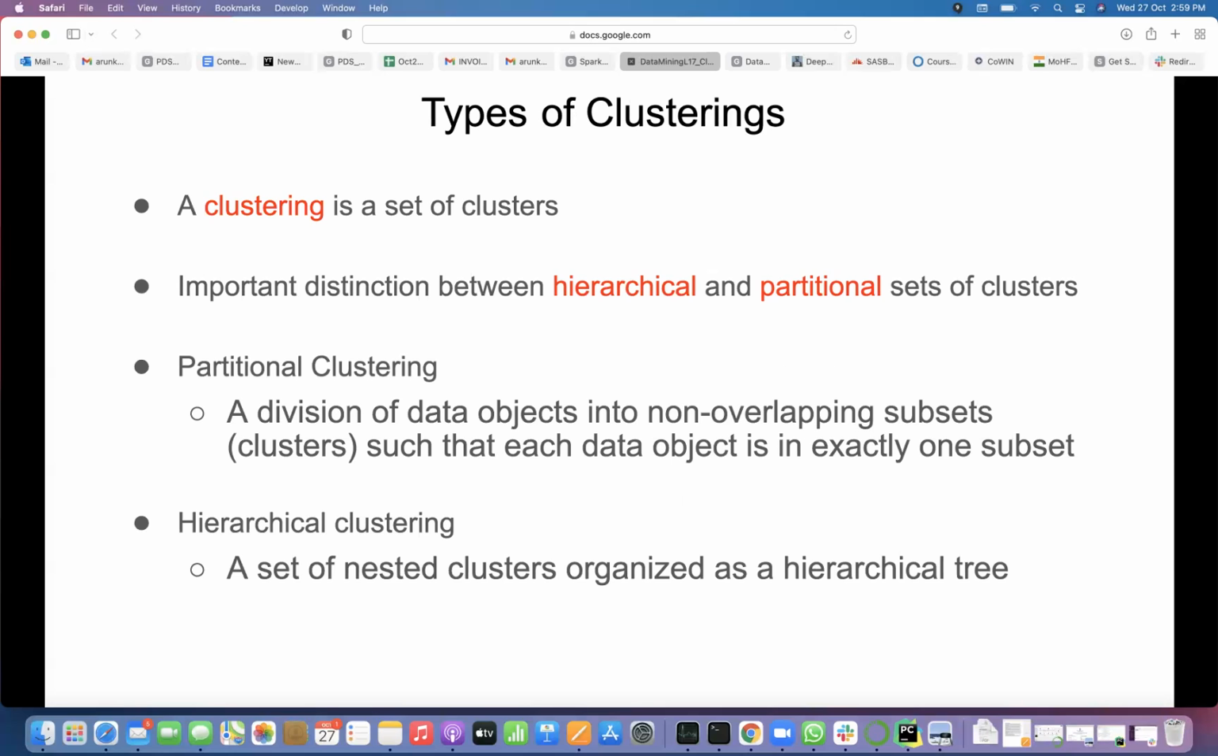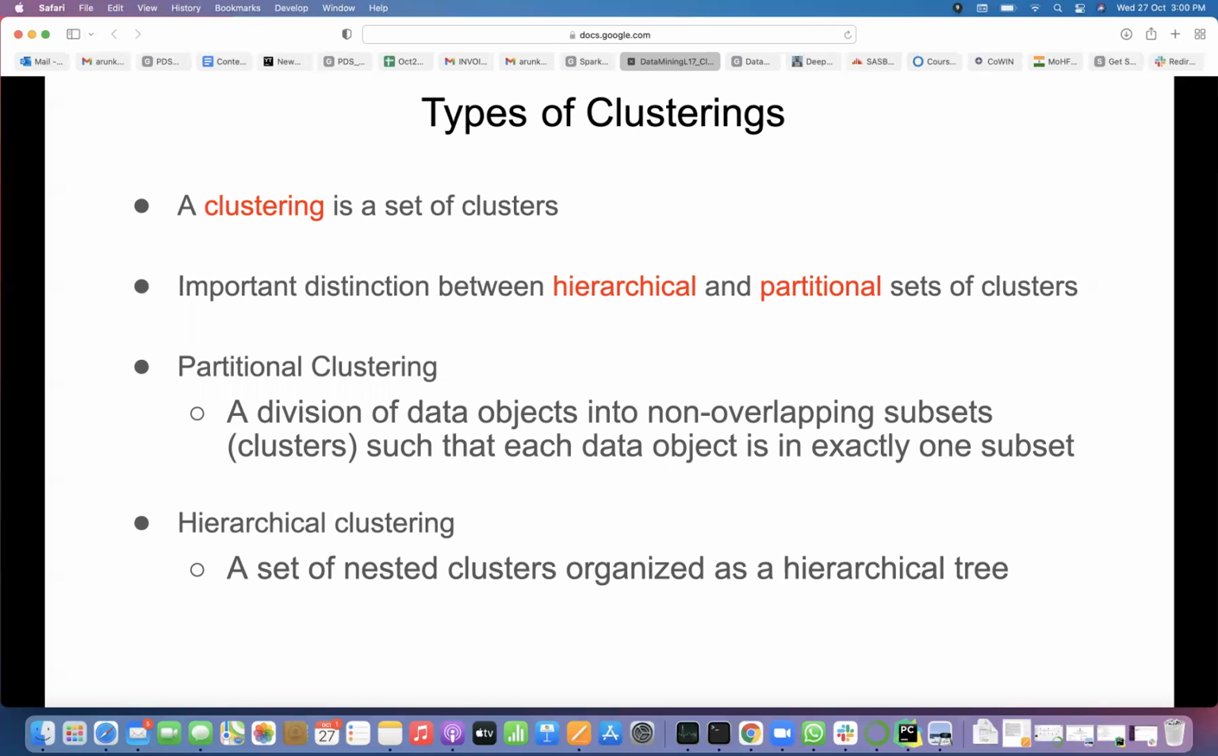Types of clusterings now. A clustering is a set of clusters. An important distinction is between hierarchical and partitional sets of clusters. There are broadly 2 types of clustering techniques: one is hierarchical, the other is partitional. Partitional means there is no intersection. Remember, when you do a partition, there are 2 parts, right? There is no intersection. So partitional clustering is a division of data objects into non-overlapping subsets, such that each data object is in exactly one subset.